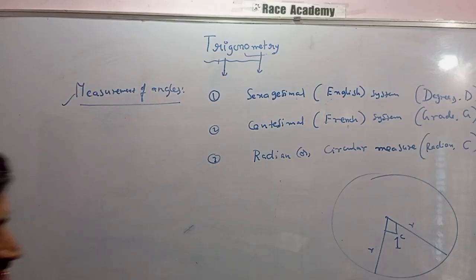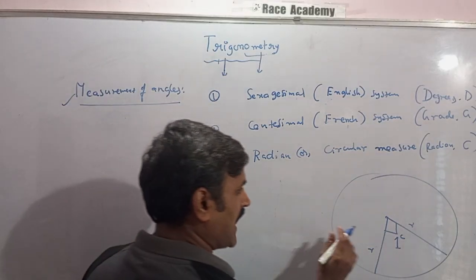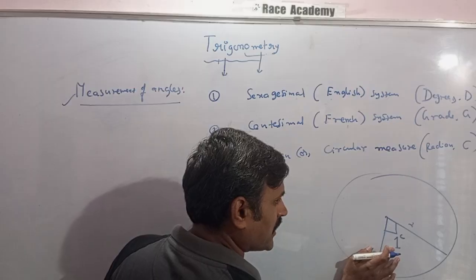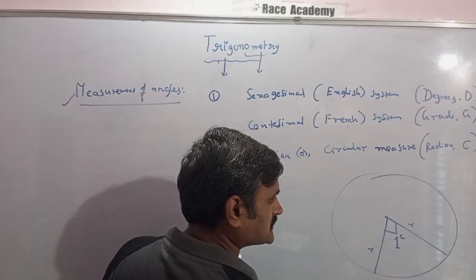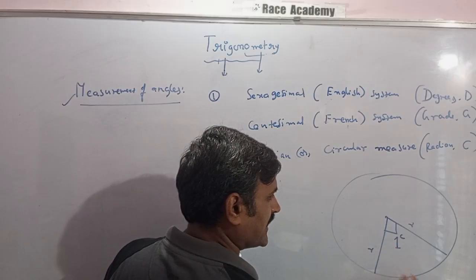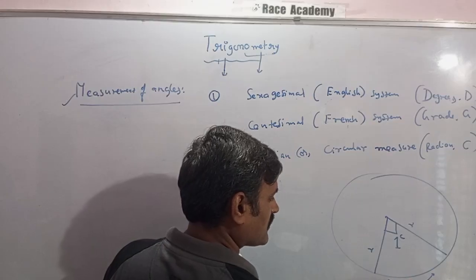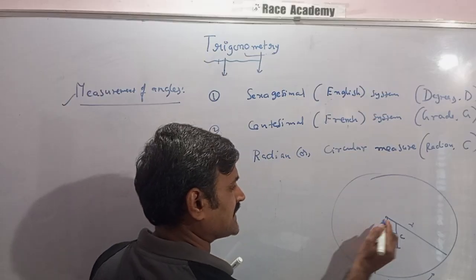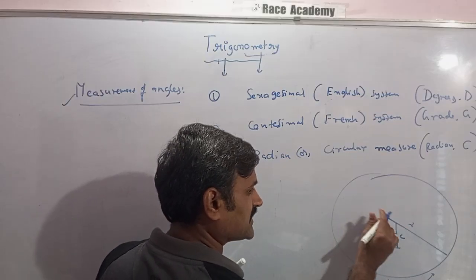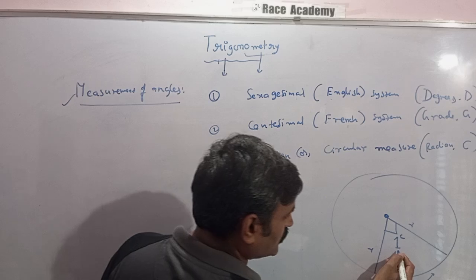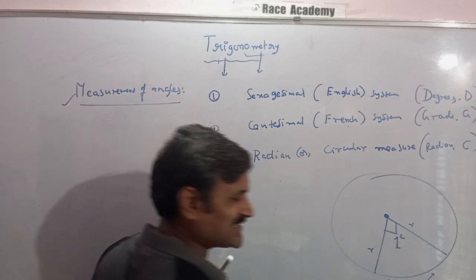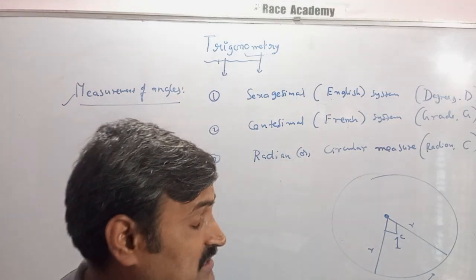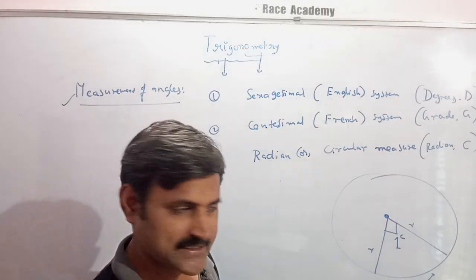So let us see this picture. It is an angle subtended by an arc of length equal to the radius of the circle at its center. This is the center, at its center. That is denoted by 1c. 1c means 1 radian.